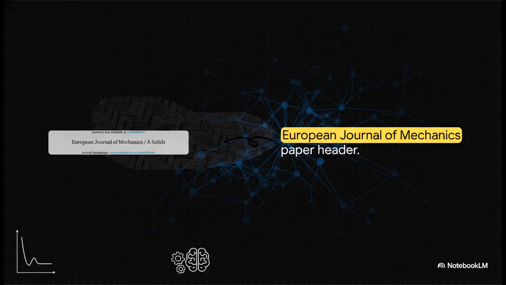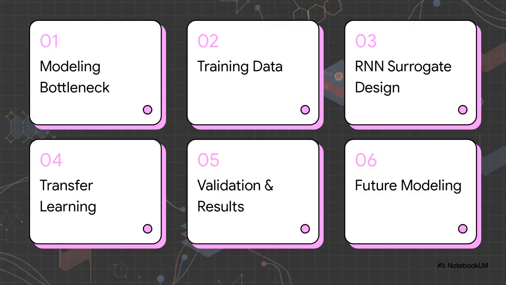Our entire analysis today is grounded strictly in this fascinating research published in the European Journal of Mechanics, A Solids. We'll be unpacking the exact methodology developed by researchers Esongane, Martin Fagerstrom, and Mohsen Mirkalov, specifically looking at how they successfully built an RNN surrogate model using LSTMs, GRUs, and transfer learning. Okay, let's dive into this.